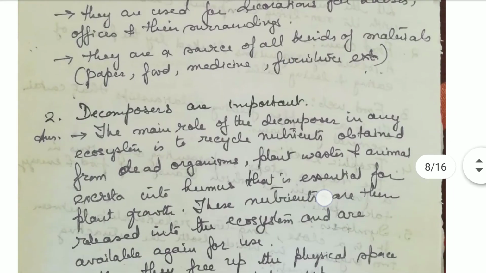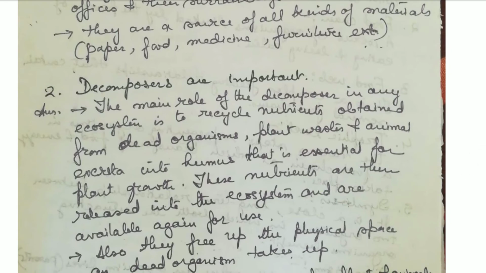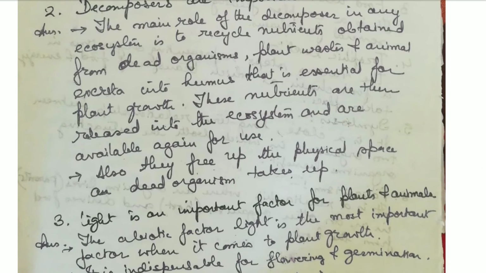Then we come to decomposers are important. Why can you say that? Because the main role of the decomposer in any ecosystem is to recycle the nutrients obtained from dead organisms, whether plants or animals, plant waste, or animal excreta. They change these nutrients and the wastes of the organisms into humus, which is essential for plant growth. These nutrients are then released into the ecosystem and are available again for use.